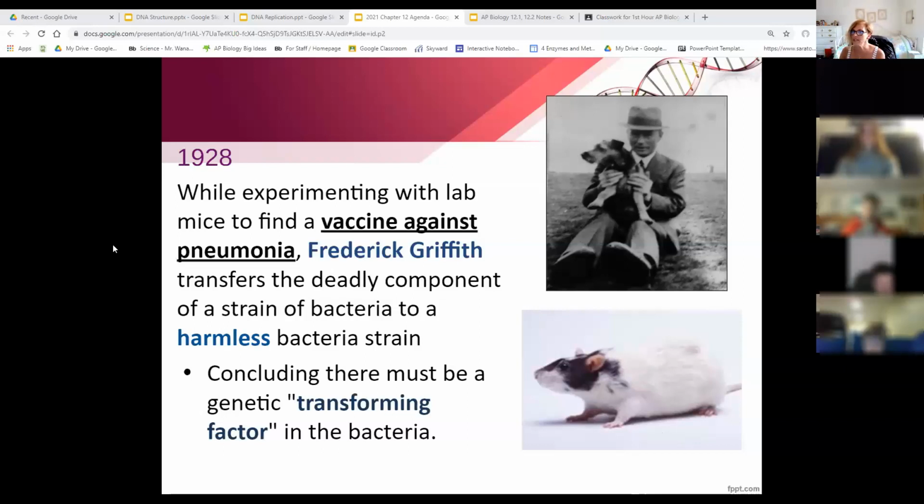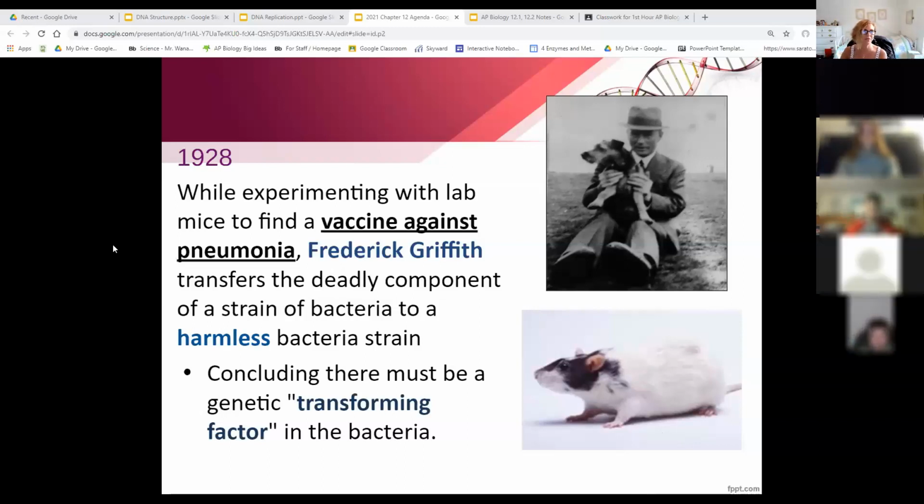Which one was, what does S stand for? Smooth. Okay, so you had a smooth and rough, thank you. Which one was harmless? The rough. Good. Okay, why was the smooth smooth? We have to understand this to understand the process. It had a capsule around it. Yes, it had a capsule around it.